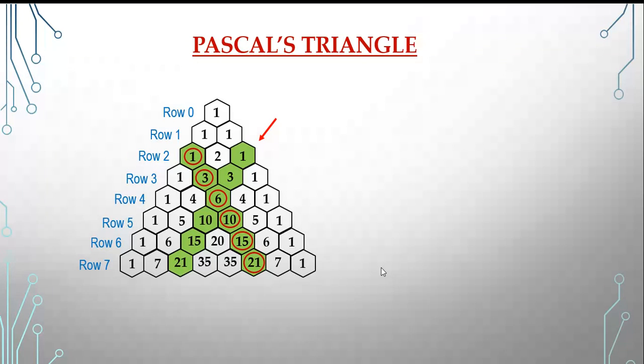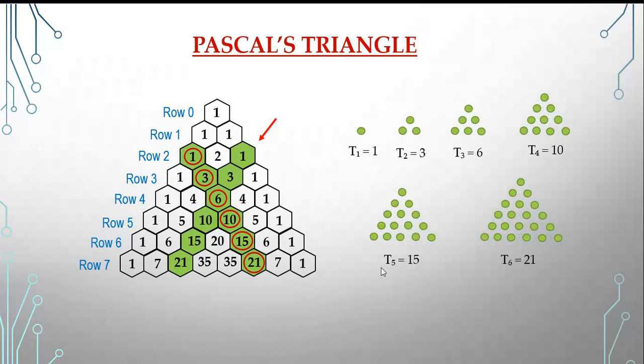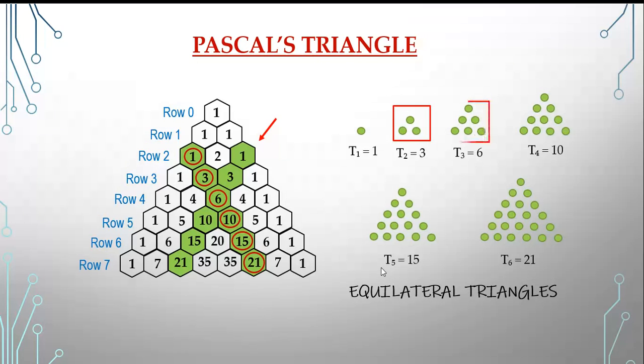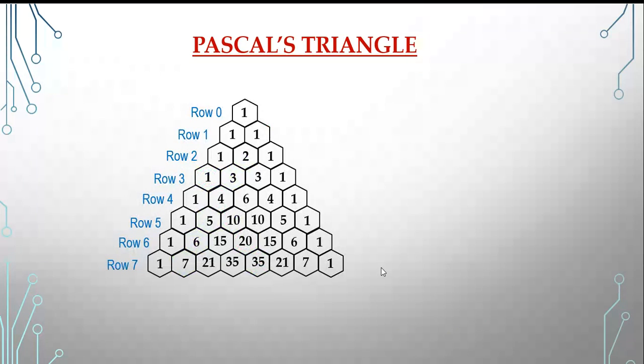For each number, let's imagine the same number of circles. Let's arrange them like this. What do you see? We see that for each number we can form equilateral triangles. 3 can be arranged like this, 6 can be arranged like this, and so on. Such a set of numbers is called the set of triangular numbers. Interesting, right?